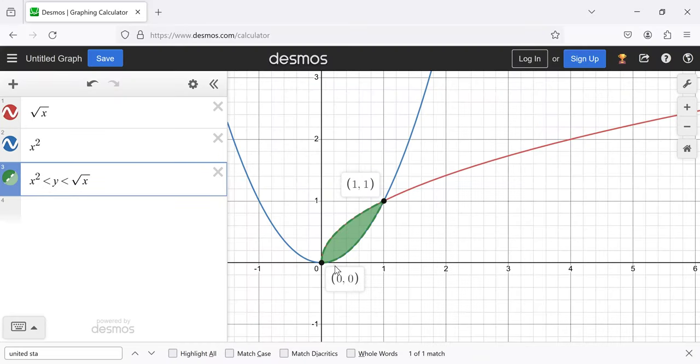Desmos makes it nice and easy. You click around where the curves intersect and it pops right up. We start at x equals 0. We end at x equals 1.